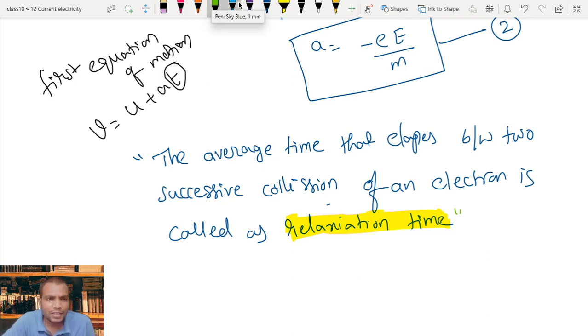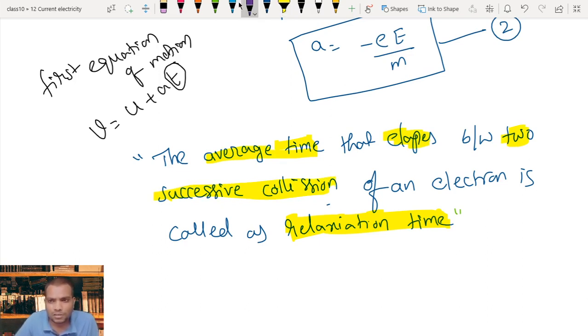What relaxation time really means is, in the absence of an electric field, what happens? The electrons collide. After collision, their direction changes. So here we need to define a parameter called time, which is nothing but the relaxation time. According to the definition, it is the average time that elapses between two successive collisions.